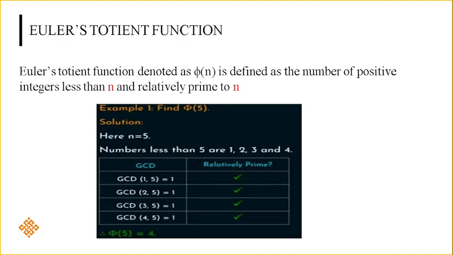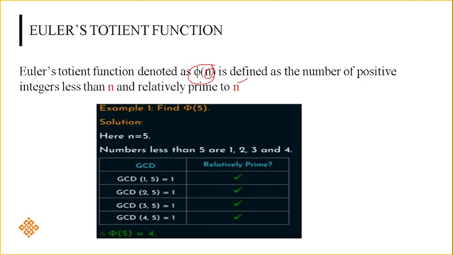In this video, I will be discussing what is Euler's totient function and how to find the Euler's totient function phi of n. So Euler's totient function is denoted as phi of n and is defined as the number of positive integers less than n and relatively prime to n.